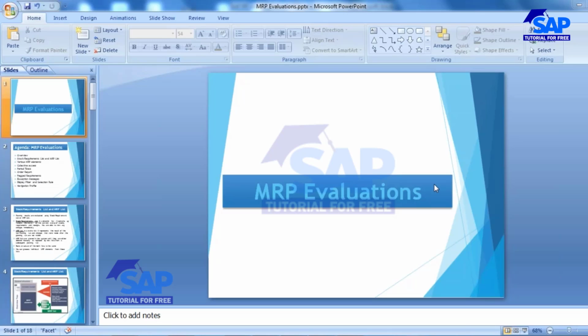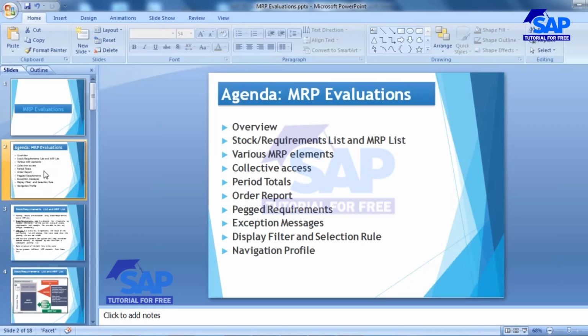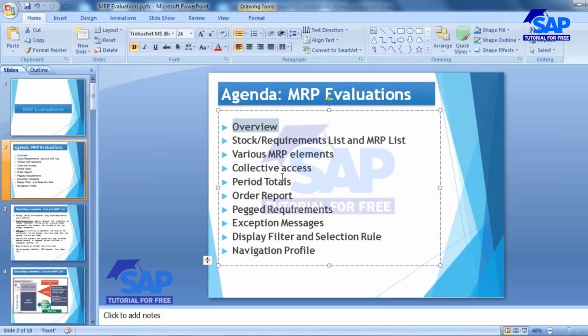Okay, so MRP evaluations. The topics covered in this MRP evaluation: we'll see first an overview. We will understand what is stock requirement list and what is MRP list, the difference between these two. What are the various MRP elements, how to process them in the system, how to do collective access of stock requirement list and MRP list.